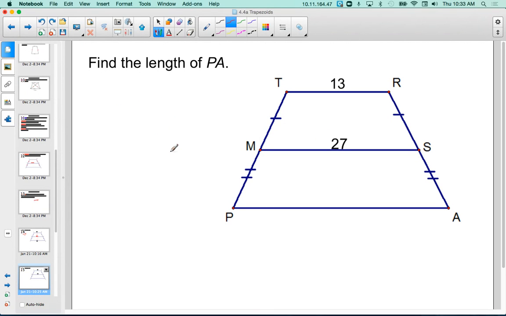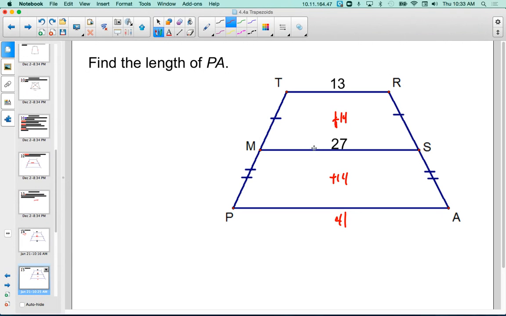Here's one where we're trying to find the length of PA. We can do this a couple different ways. I think the most straightforward way, I'm going to do the same thing. 13, what do I have to add to 13 to get to 27? I add 14. Well, guess what? If I add another 14, I should get to the other length, PA. 27 plus 14 is 41. And if I were to just double check, 13 plus 41 is 54. 54 divided by 2 is 27. So that does work.